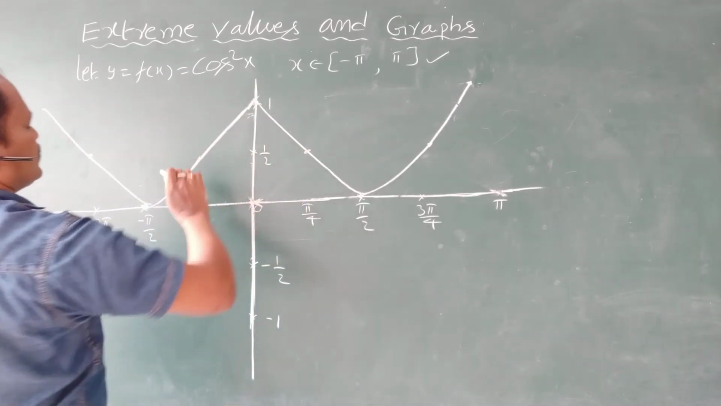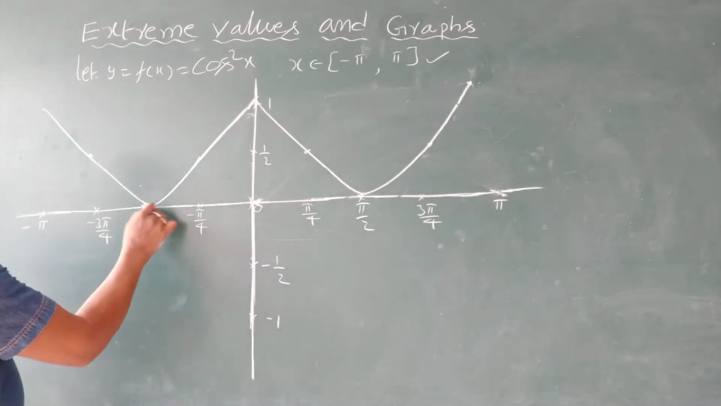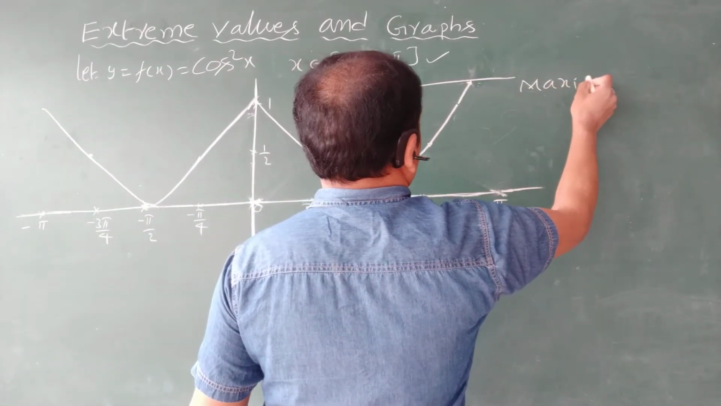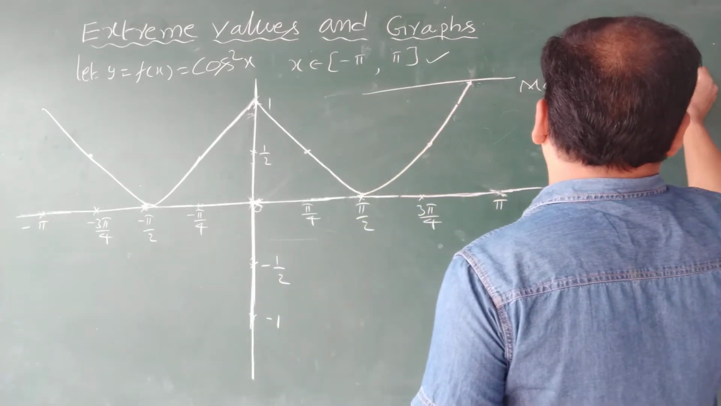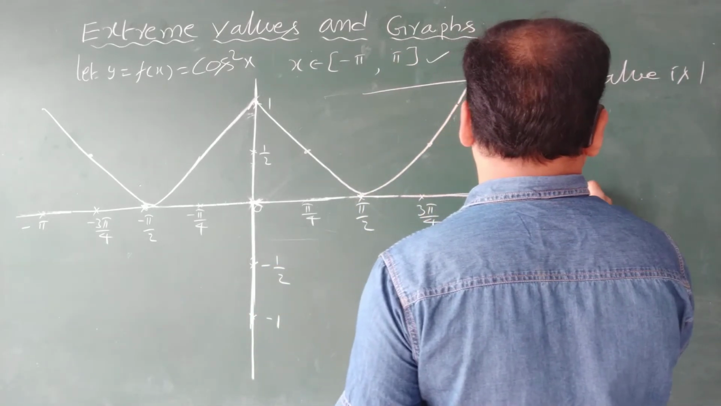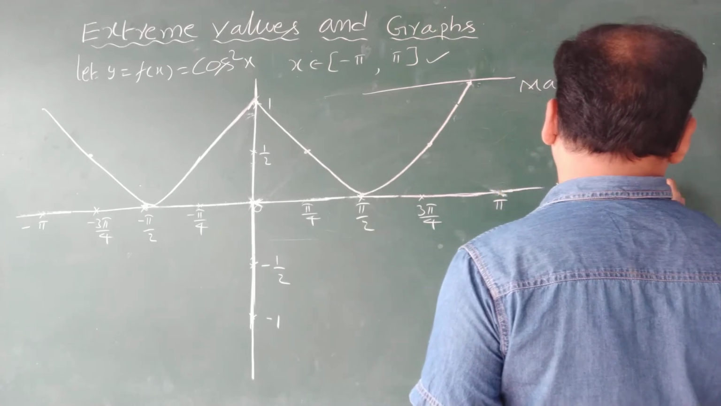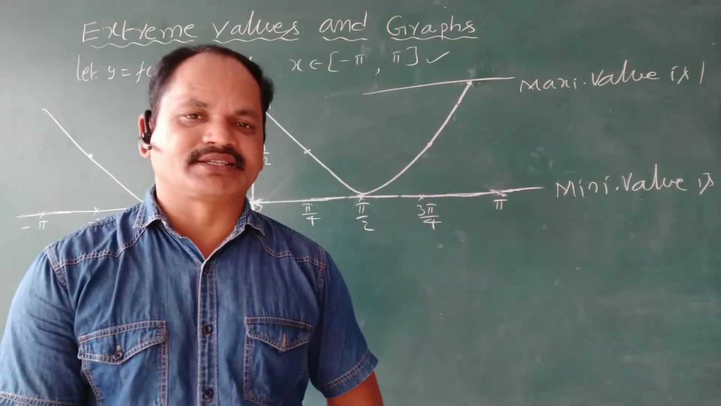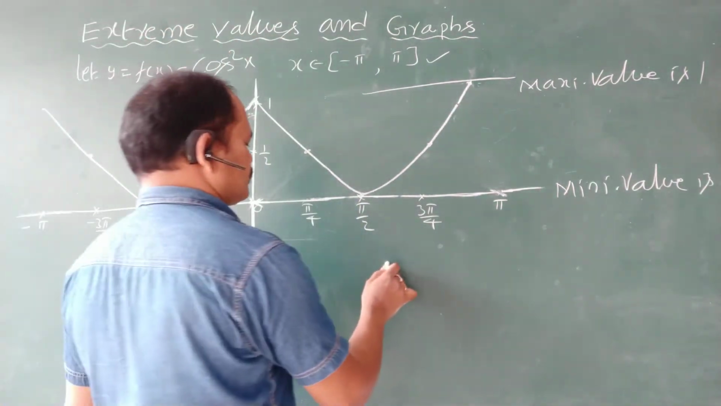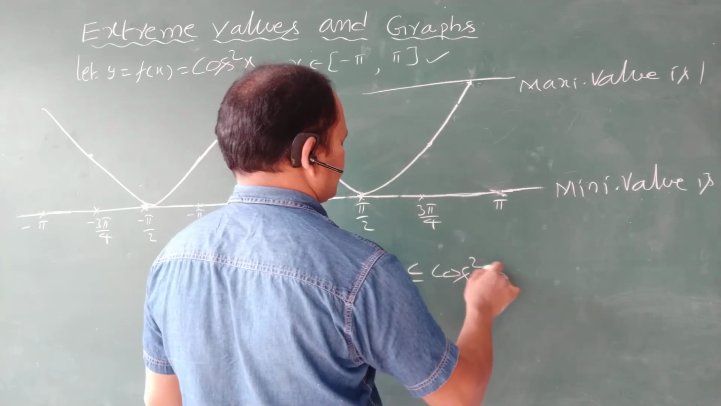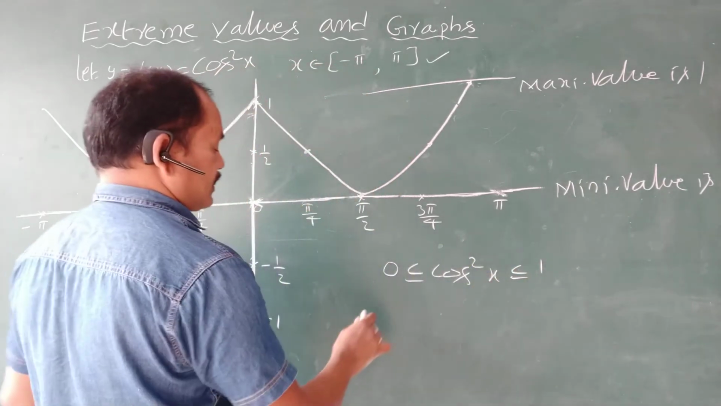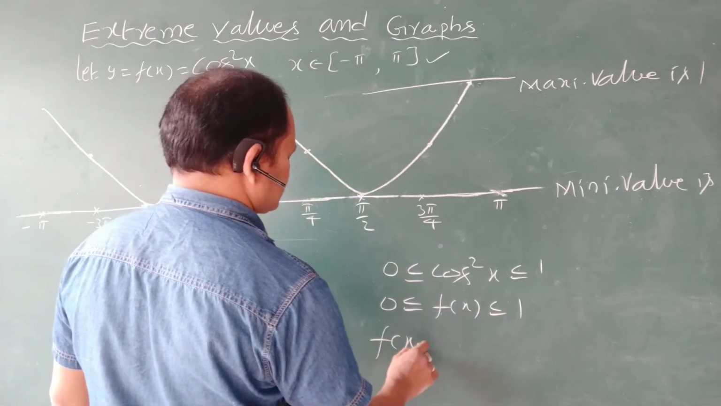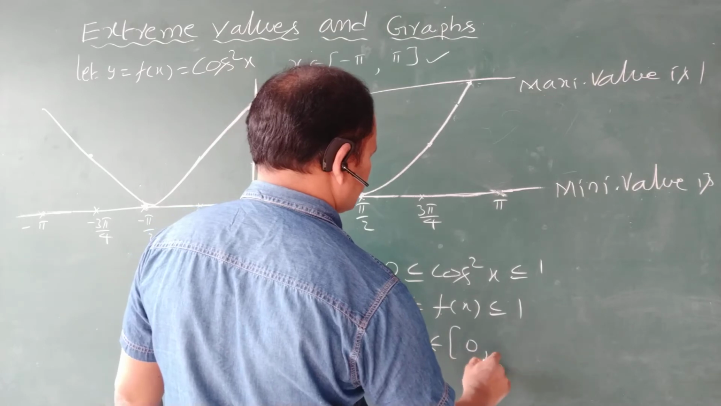That's why here the minimum value is 0 and the maximum value is 1. So the maximum value is 1, the minimum value is 0. That's why cos square x lies within the interval, 0 less than or equal to cos square x less than or equal to 1. That's why 0 less than or equal to f of x less than or equal to 1. So f of x belongs to closed 0 to 1.